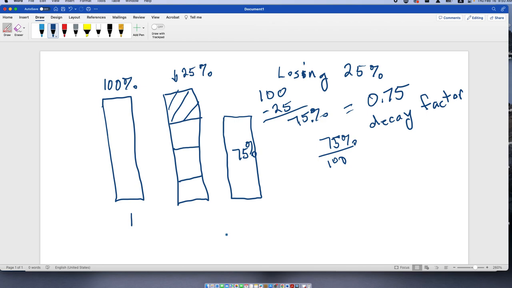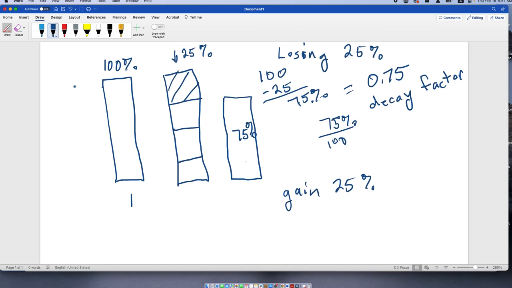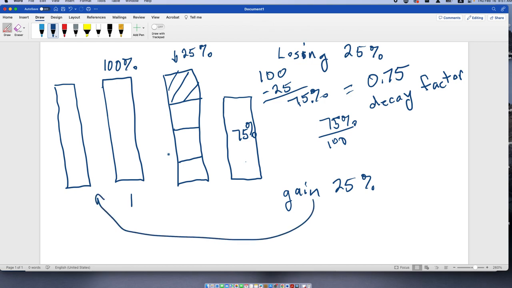The other type of problem is when we're growing. We're not losing 25%, we're gaining 25%. What does that look like? Well, we start with our 100%. And what do we do with that 25%? Add a separate block on top, and that would be 1.25. So then we have 125%.